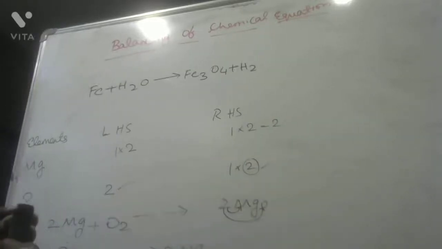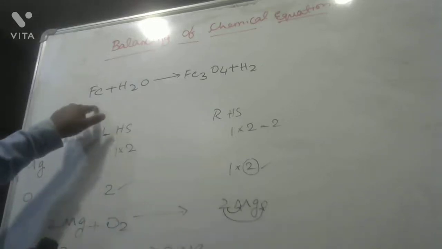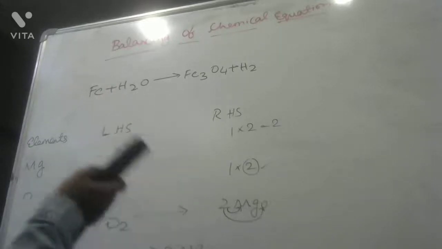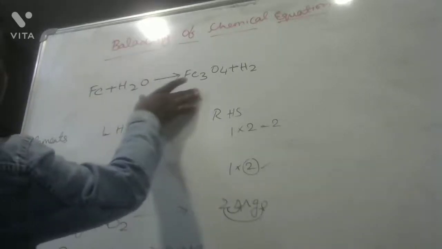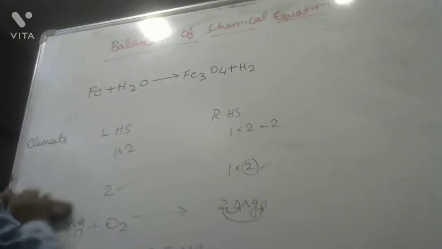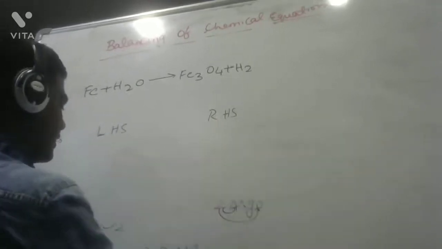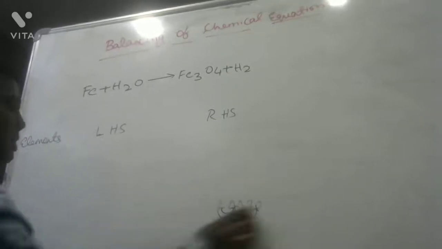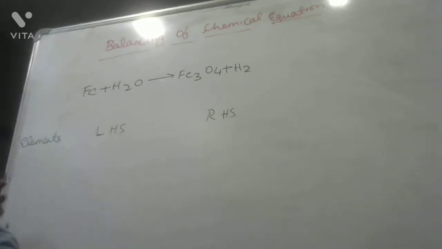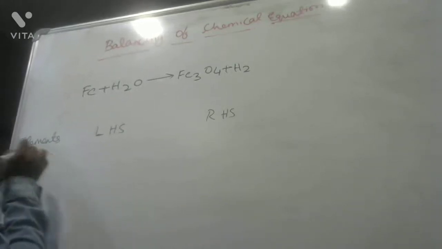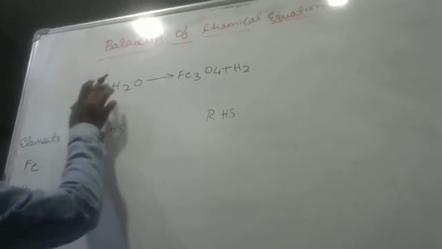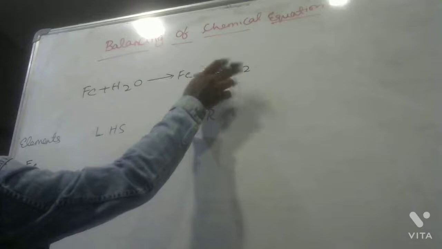The second equation that we have is Fe, iron, plus water gives Fe3O4 and H2. Again the basic step is writing the equation. The first step, making the column, is already ready, and then next is writing the elements. What are all the elements present in the chemical equation? We divide them into LHS and RHS and write them. The elements are iron, hydrogen, and oxygen. Here iron, hydrogen, oxygen, and here iron, oxygen, hydrogen we are having.